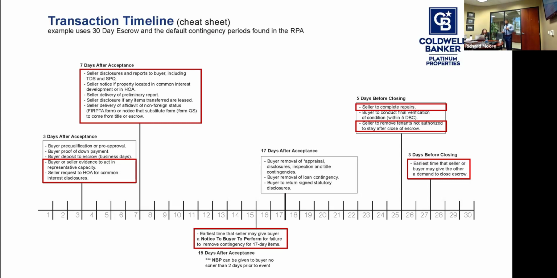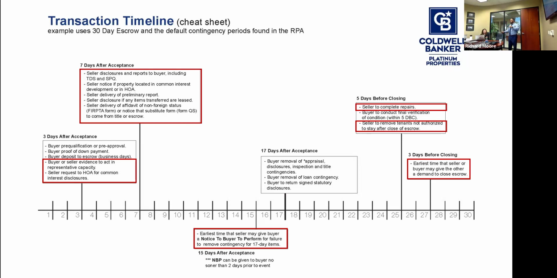So what I would do as a listing agent is send out a notice to buyer to perform. And on that notice to buyer to perform, one of the things is remove all contingencies. So I'm going to check that box. Notice to buyer to perform to remove all contingencies. Otherwise, my seller can cancel.